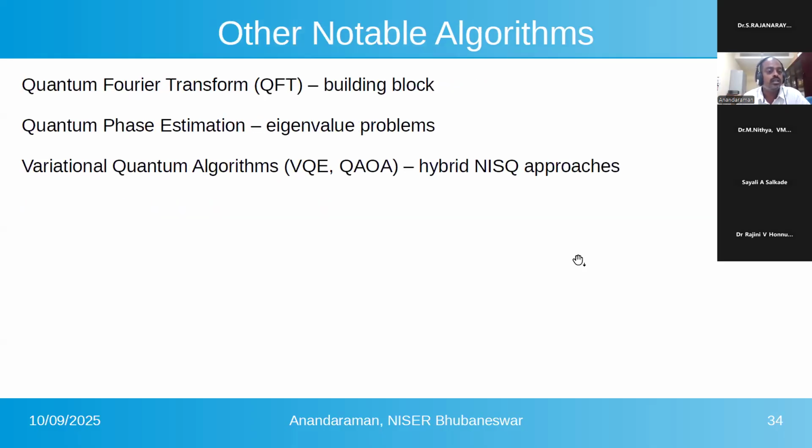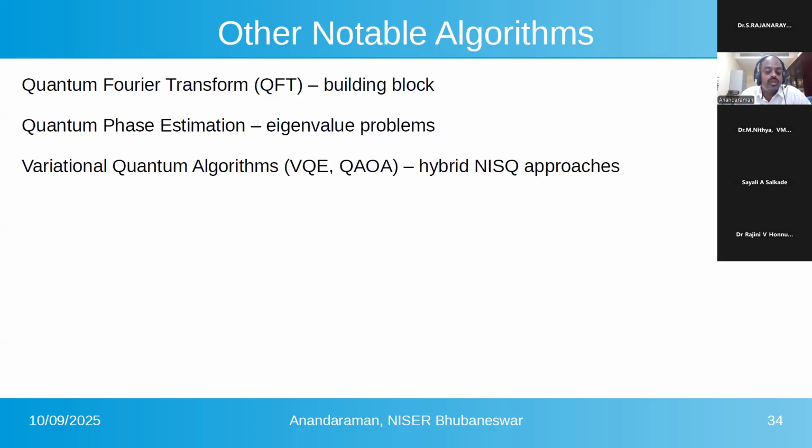And other algorithms, quantum Fourier transform. So these are actually building blocks, even for Shor's algorithm also, this is a building block, quantum phase estimation, variational quantum algorithms. These variational quantum algorithms are used for hybrid. So nowadays, we do not have fully fault tolerant quantum computer. We do not have. Whatever quantum computer we have is noisy intermediate scale quantum, NISQ. So for that, we have to do hybrid.